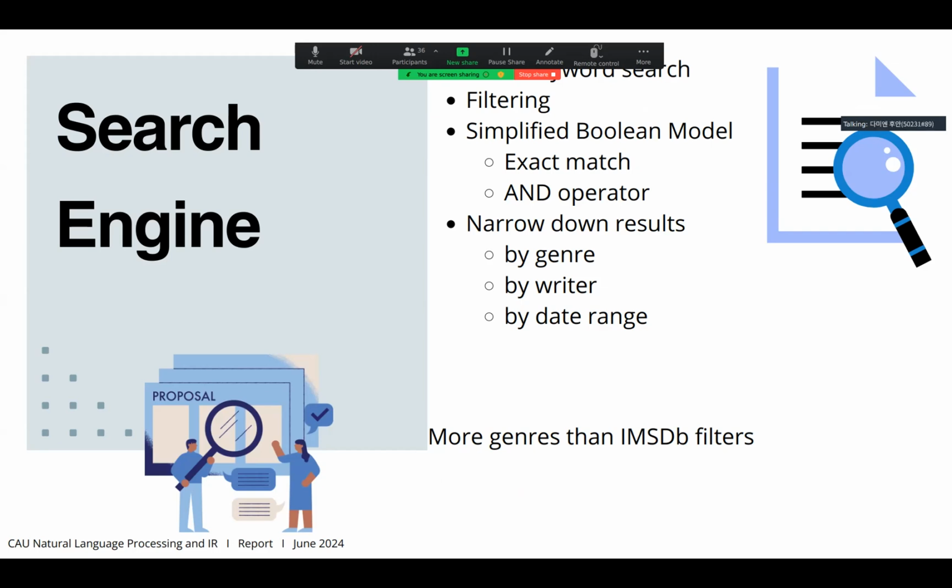We can narrow down the results. So if we give a query for love, if we want a more precise result, we can use the genre romance. If we want a specific writer, we can give it, and we can give a date range. So if we want the films before 2000, we specify the end date as 2000.